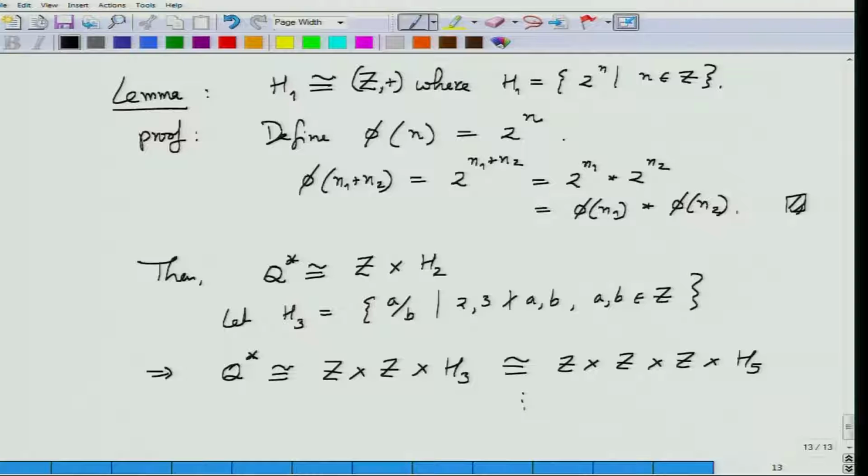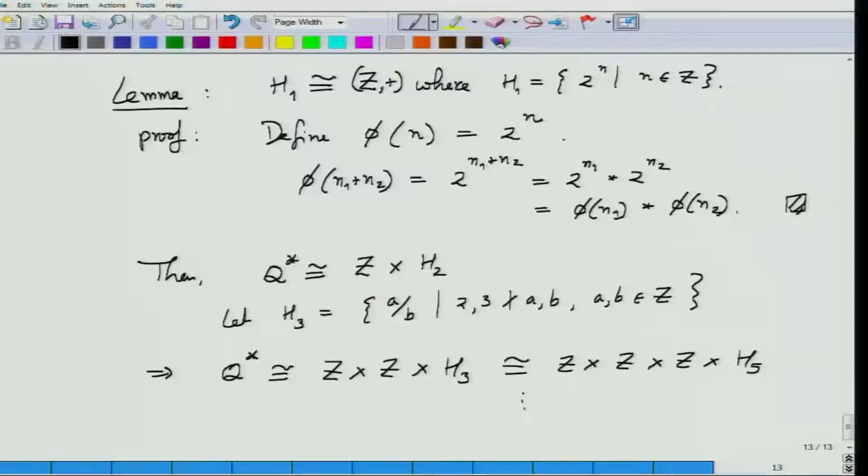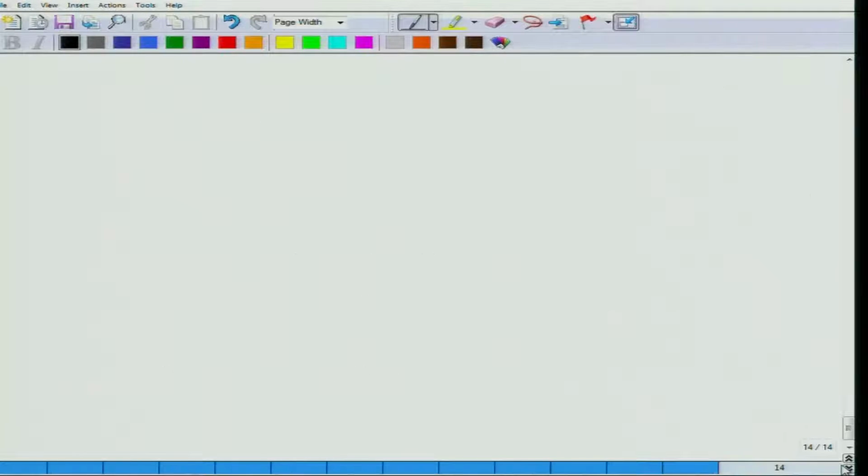The next question is how about Z itself? Can we further divide Z into two groups, a product of two groups rather? And the answer to that is no.